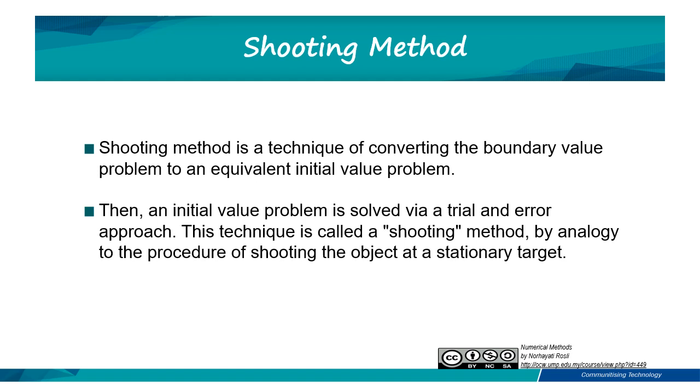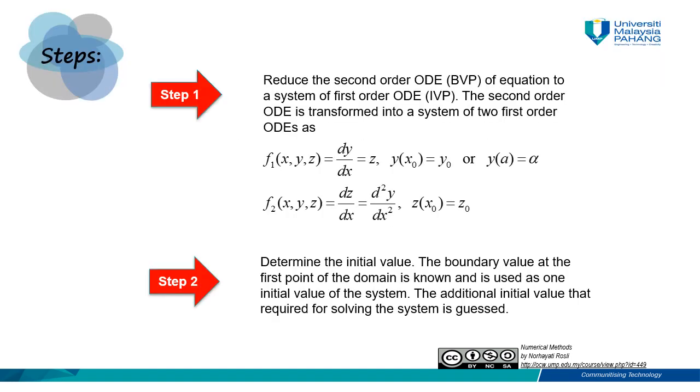The shooting method is a technique of converting the boundary value problem to an equivalent initial value problem. Then the initial value problem is solved via a trial and error approach. This technique is called the shooting method by analogy to the procedure of shooting an object at a stationary target. Here are the steps for the shooting method.